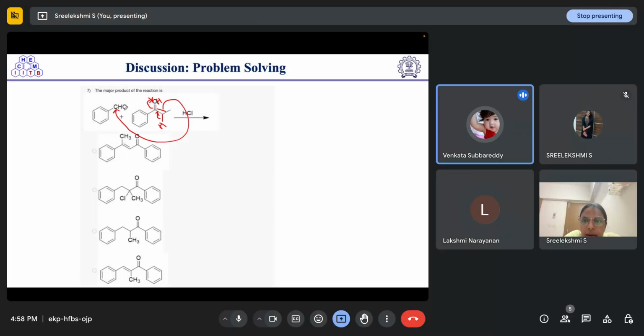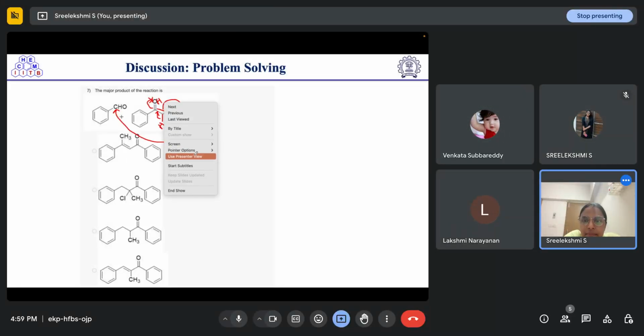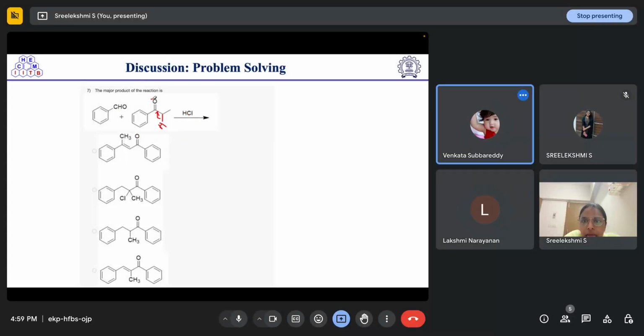Benzaldehyde's carbonyl carbon. So which reaction is it basically? This is aldol, right? Aldol reaction is usually in basic medium, but here this is acidic medium, an acid catalyzed aldol reaction. Yes, aldol reaction is possible in the presence of base as well as acid. In base, what we see is the enolate anion will be the intermediate. In acid catalyzed medium, the proper enol will be the intermediate.